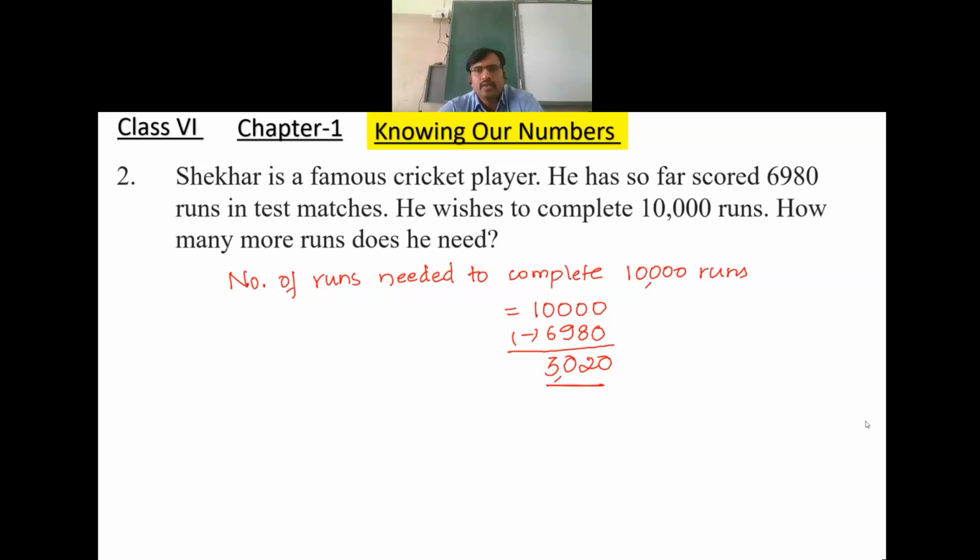Here, one of your friend has given a different answer, 4,000 something. It's not possible. You have to write the digits one below the other, then only you will be getting the correct answer.